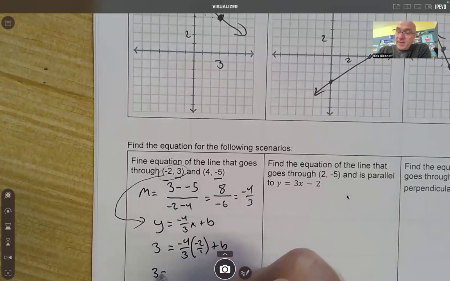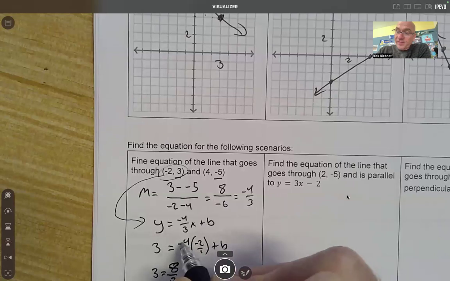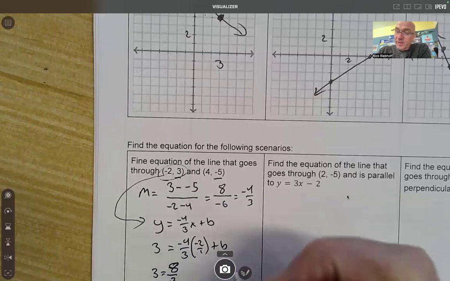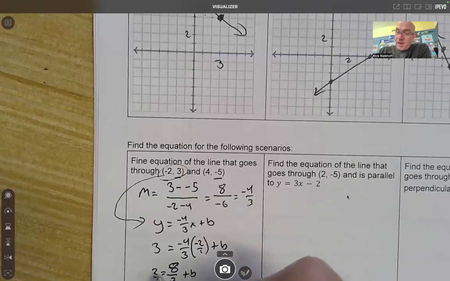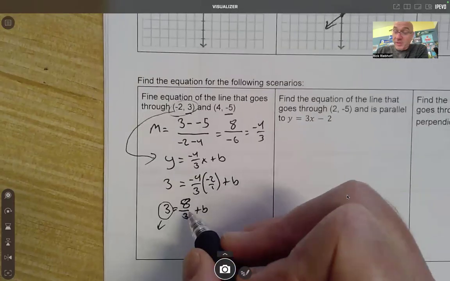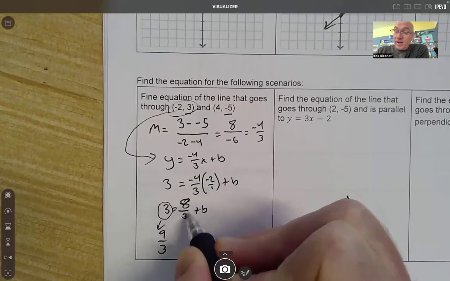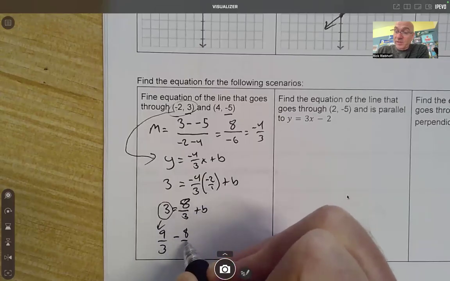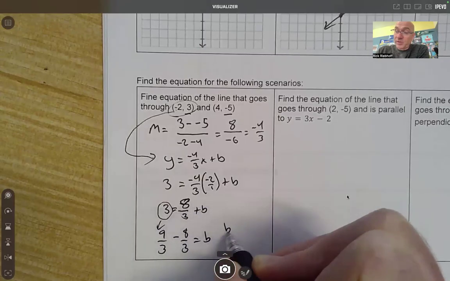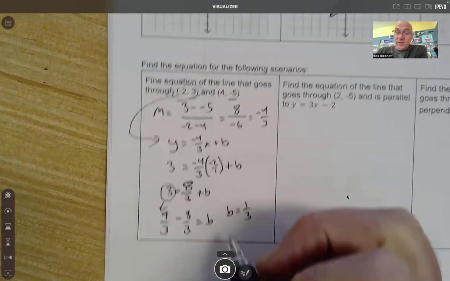And let's go. 3 equals +8/3. Negative times a negative is positive. 3 times 1 is 3. Plus b. I'm going to change this because I know I'm going to have to subtract 8/3 from both sides. I'm going to cut this in thirds, so that's 9/3. Then I'm going to subtract 8/3 from both sides, and that'll equal b. So b is equal to 1/3. So now I'm going to rewrite it.